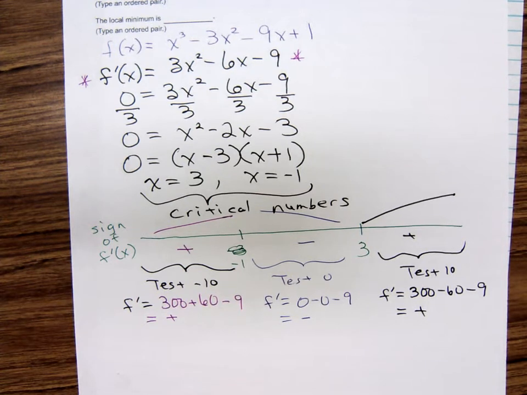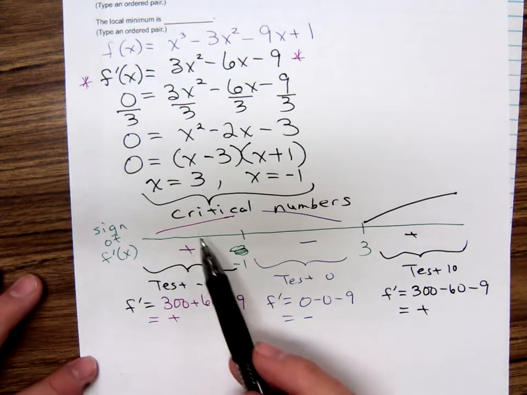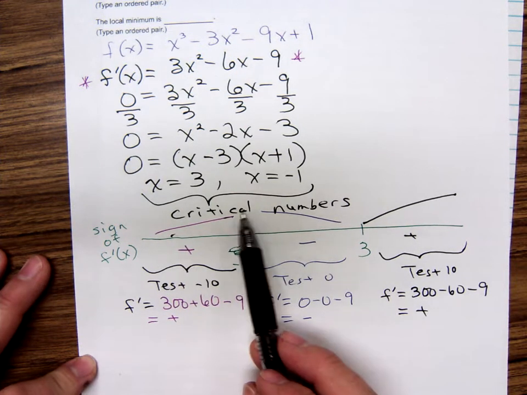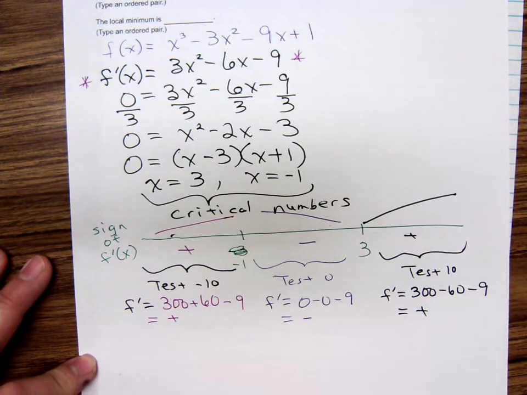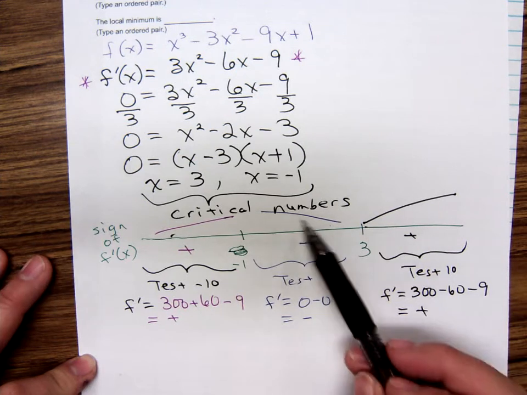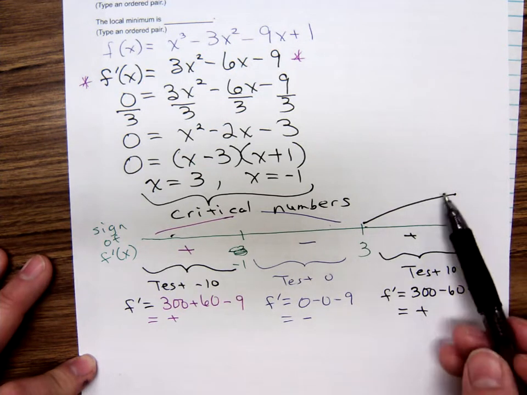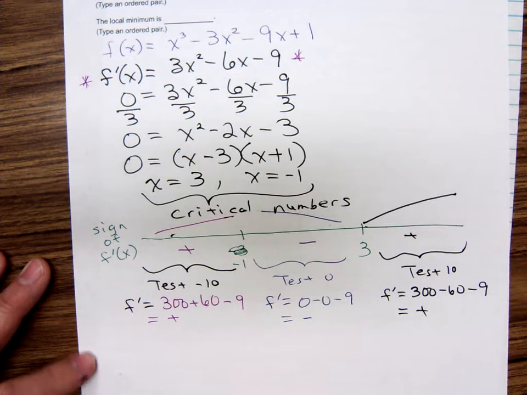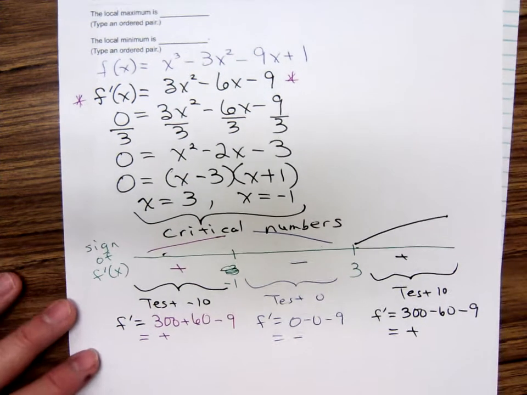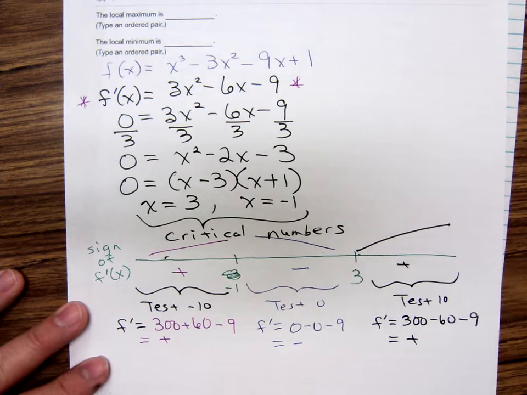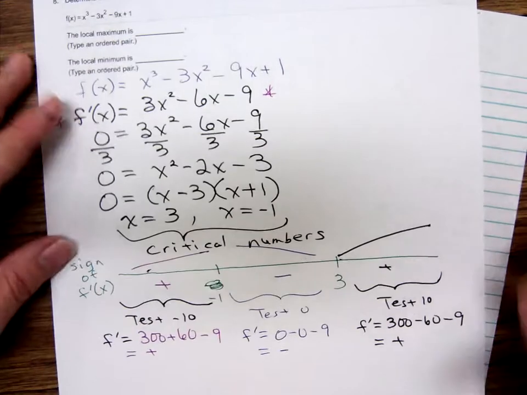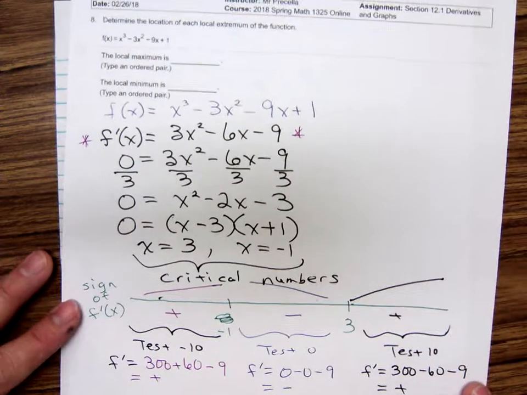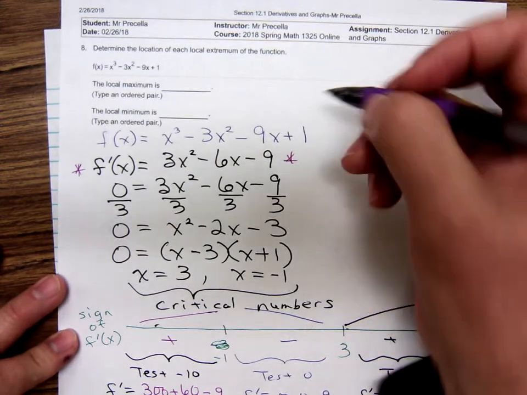So we do have a local maximum and we do have a local minimum. A local maximum occurs when the function is increasing and then decreasing. A local minimum occurs when the function is decreasing and changes to increasing. So we have a local maximum. I think I'll summarize it right up here.